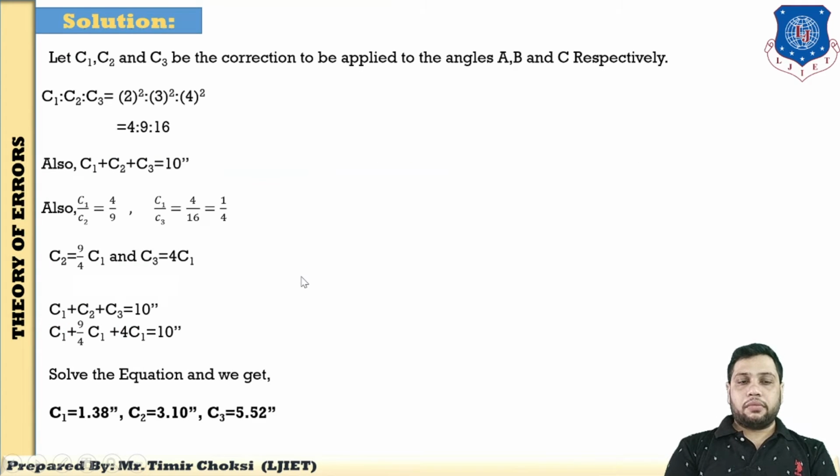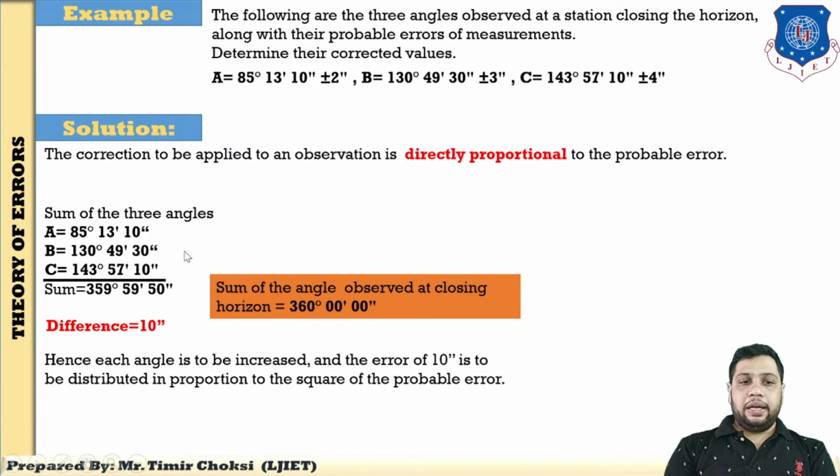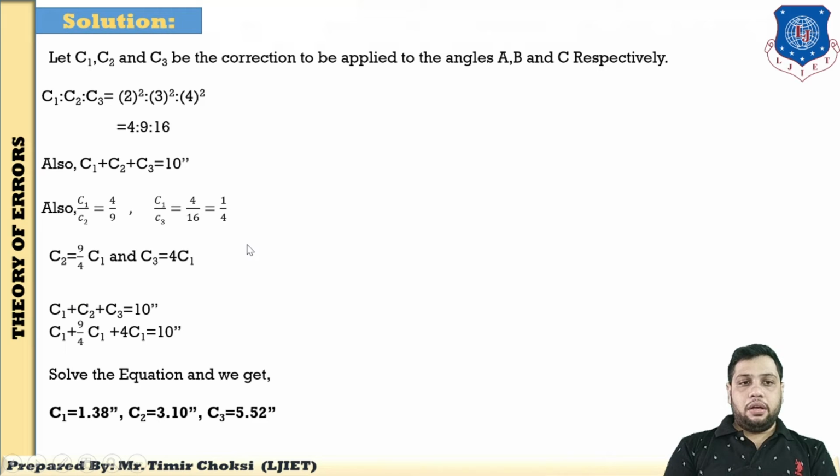Now the solution. Assume that C1, C2 and C3 are the corrections to be applied to the angles A, B and C respectively. Because A, B and C given in the data are wrong, not corrected angles. When the angles are corrected, the summation is 360 degrees. But here the summation is 359 degrees, 59 minutes, 50 seconds, so these are not corrected angles. So find the corrected angles with the corrections C1, C2 and C3 applied to the angles A, B and C respectively.